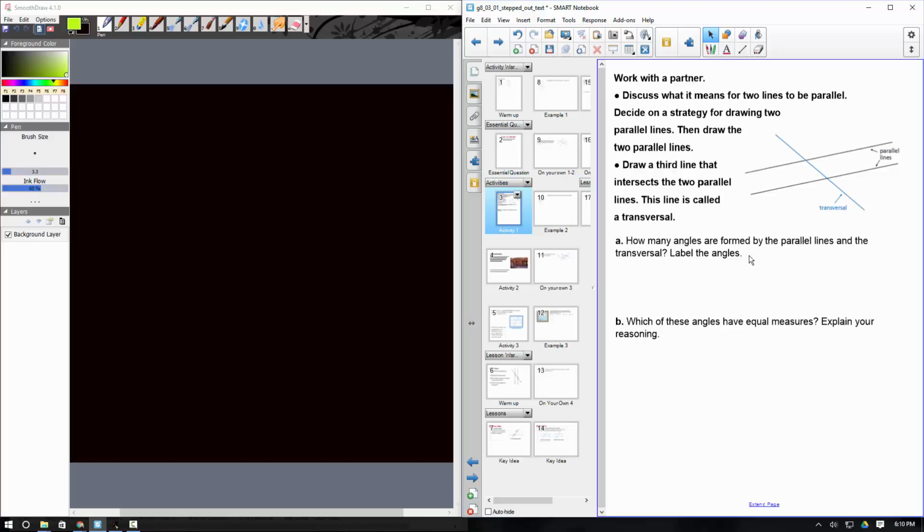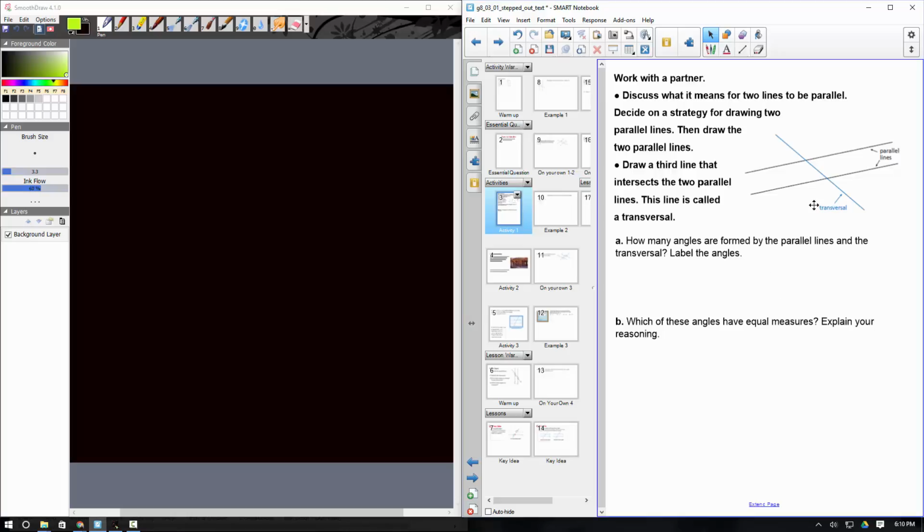It says, how many angles can be formed by parallel lines and a transversal? If I look here, with these parallel lines, I have two of them, right? And for each line, when I cut this transversal through, I have one up here, 2, 3, and 4. So a total of 4 per line. Since I have two lines, that means I have a total of 4 plus 4, or 8 total angles.